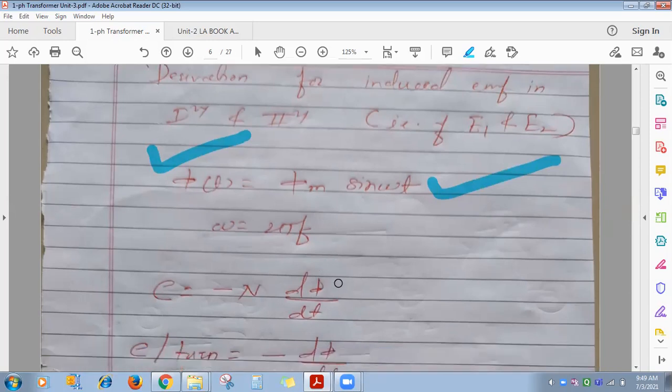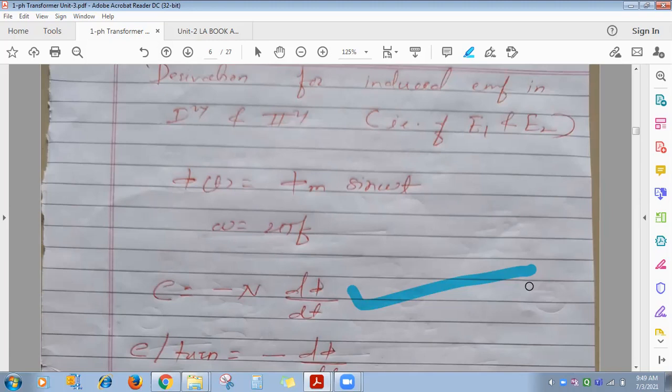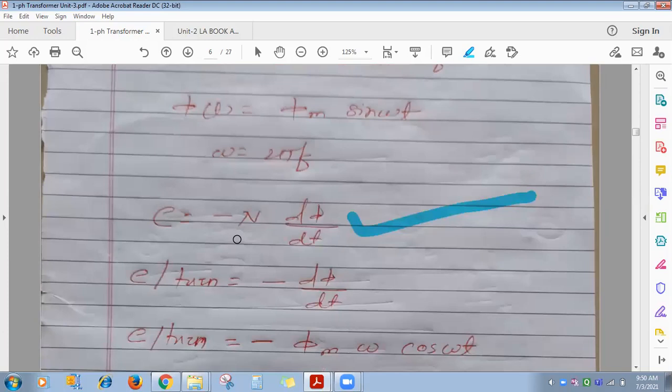Now, as per Faraday's law of electromagnetic induction, you know E is equal to minus N d phi by dt. The minus sign is because of Lenz's law, isn't it? This expression, as per Faraday's law of electromagnetic induction, all of you know. Now here, I will first find the EMF induced per turn. If I am going to find the EMF induced per turn, then what value of N do you have to take?